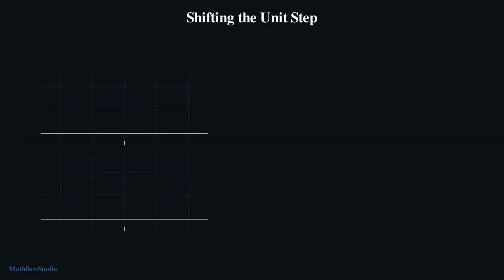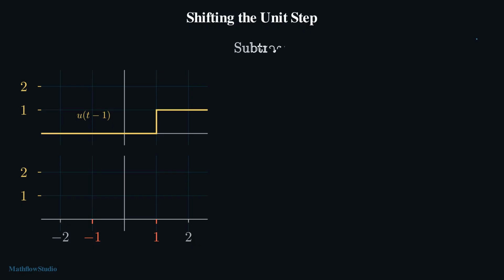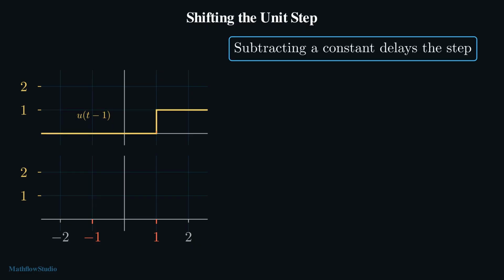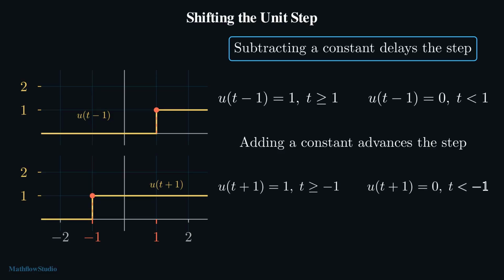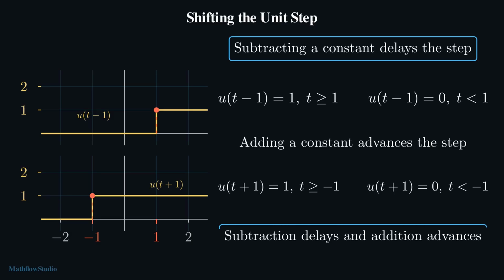The same step can begin at any instant, not only at the origin. Subtracting a constant from the time delays the step by that constant. The delayed step holds 0 until the instant 1 and 1 from there onward. Adding a constant to the time advances the step by that constant. The advanced step rises at the instant -1 instead. Subtraction delays the jump and addition advances it, whatever the constant.